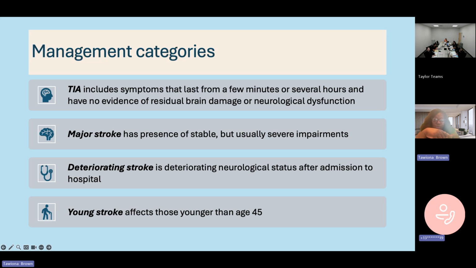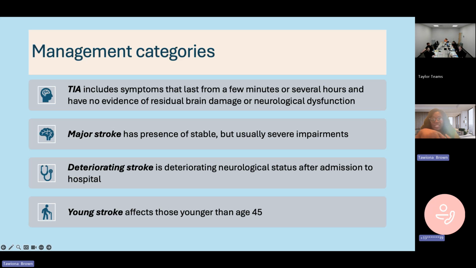A major stroke usually has a lot of severe impairment, but that person is stable. So you can get them stable, but they might have an issue with their speech and communication. They might have an issue with their perception, and they're really severe. They might have issues with hemiparesis and their gait, and it's really, really severe. A deteriorating stroke means that the person is just continuously getting worse after they have been admitted to the hospital, and they have a pretty bad mortality rate.